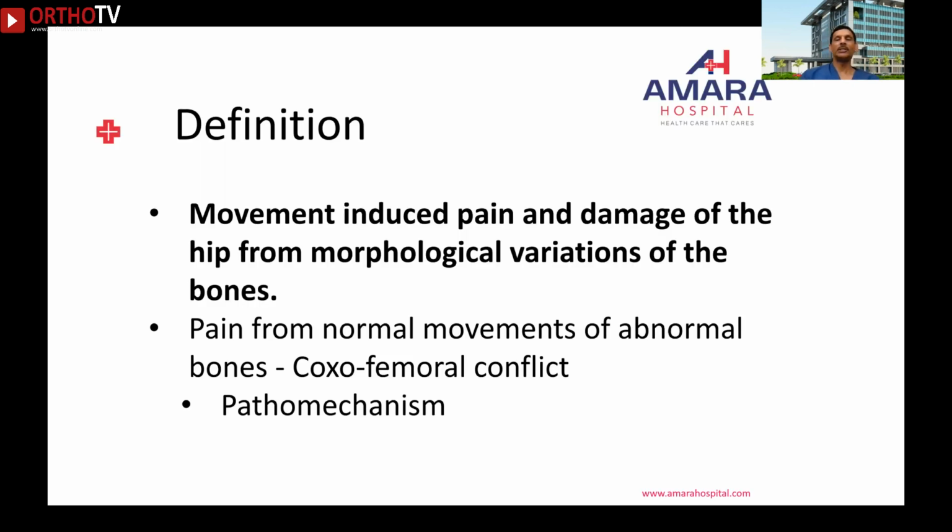So that introduction, the definition of hip impingement would be, it's a movement-induced, not static, motion-induced pain and damage to the hip joint, from morphological variation of the bones. The bone shape, size, and tilt may be different, causing hip pain. So to put it simply, pain from normal movements of abnormal bones. It's a conflict between the acetabulum and femur based on their morphology. Instead of being an entity, it's a pathomechanism. Hip impingement is a pathomechanism.